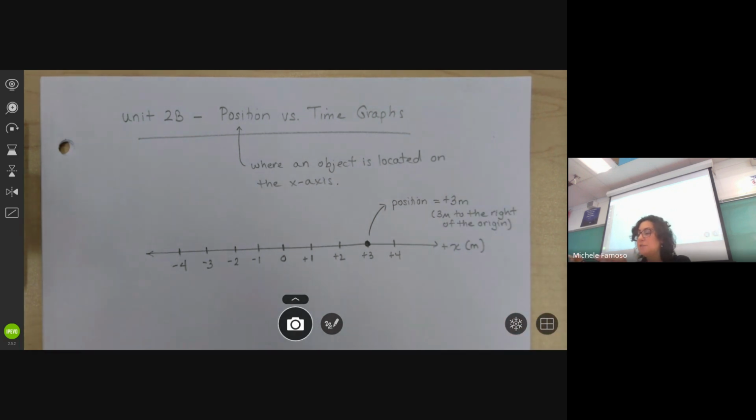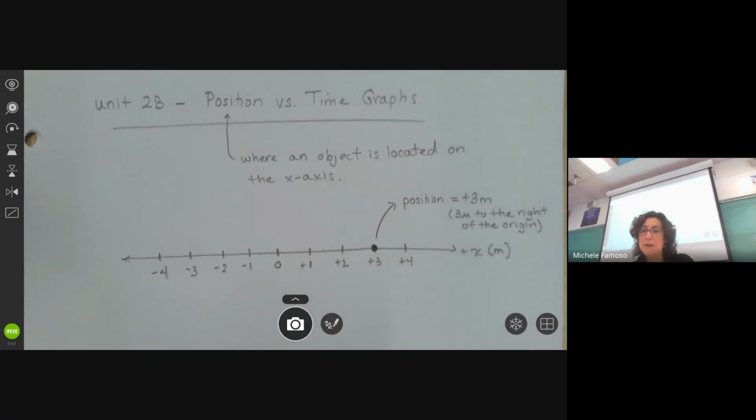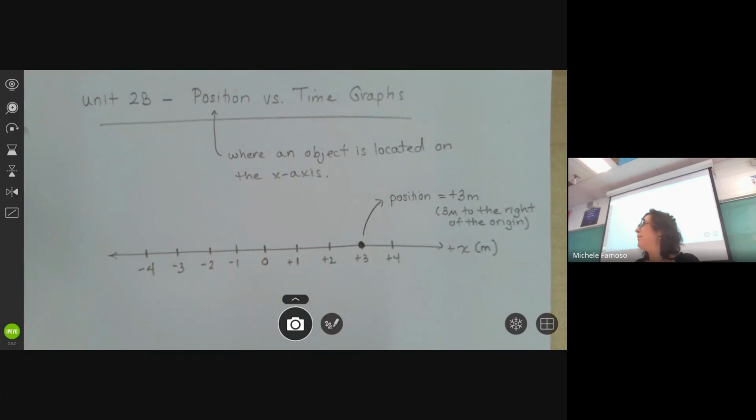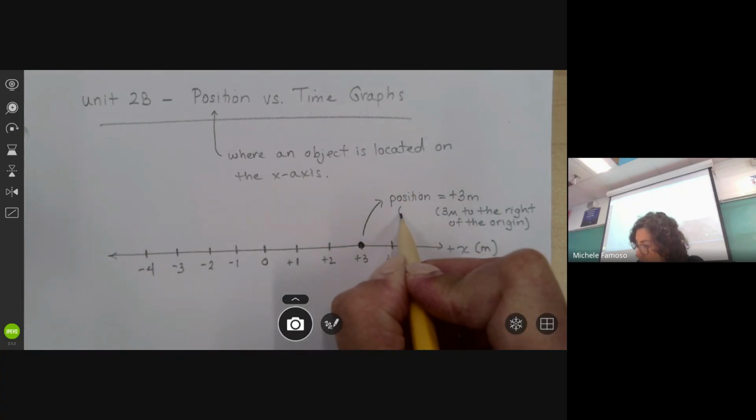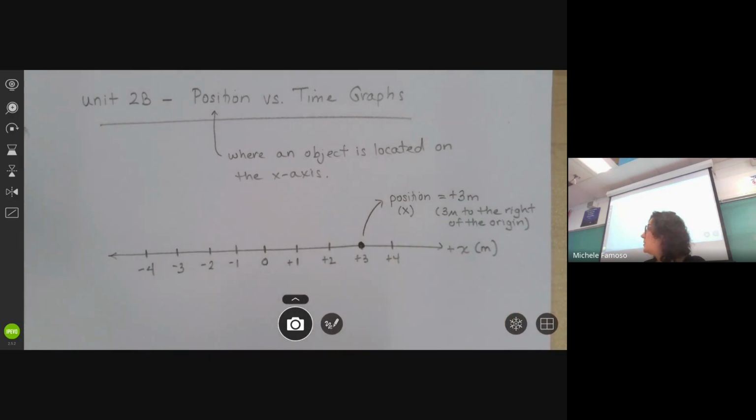Without the positive sign, I don't know if I'm right or left of the origin. We need that positive sign on it to tell us which side of the origin we're on. If I just said 3 meters, I would either be here or here. You understand? I wouldn't know which position we were at. Now, since we're dealing with the x-axis, we're going to use a symbol of x for position only. Only the x coordinate is what we're going to work with.